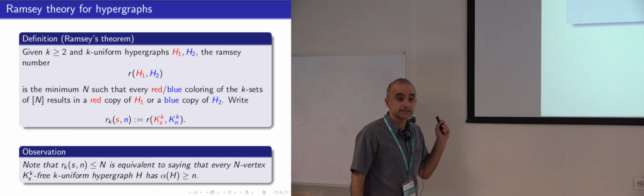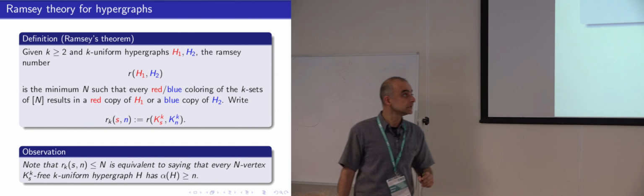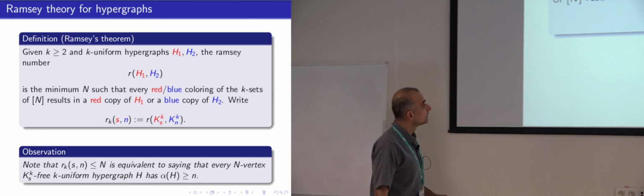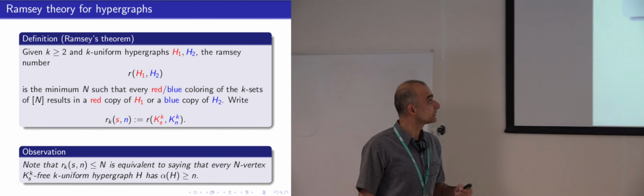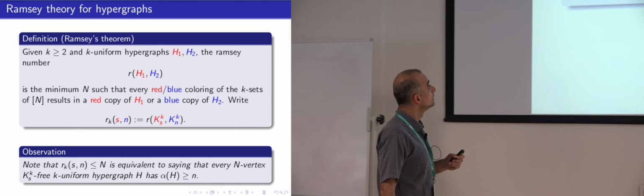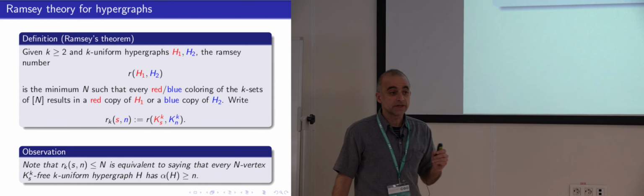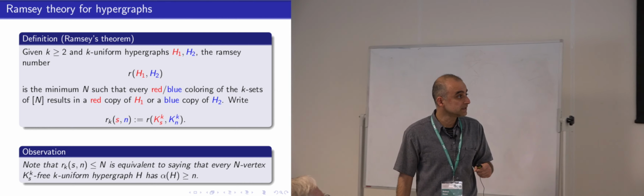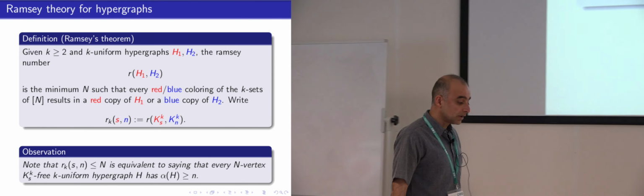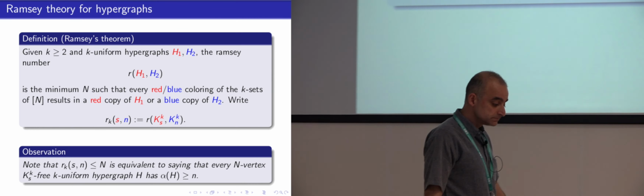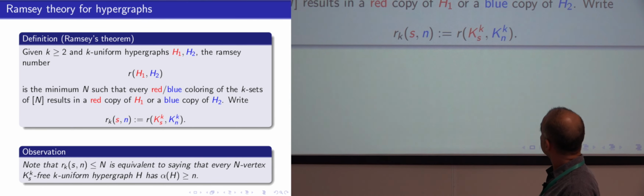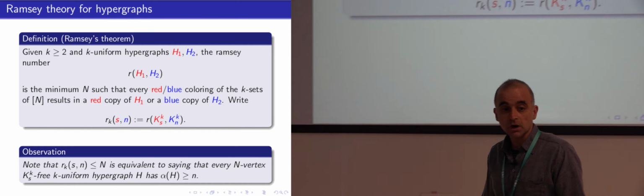theorem is that we are speaking about k-uniform hypergraphs. K is a fixed integer, at least 2. And if you're given two k-uniform hypergraphs H1 and H2, the Ramsey number R of H1 and H2 is the minimum number of vertices, capital N in this talk, so that no matter how you partition the k element sets of capital N points in red and blue, you either get a red copy of H1 or a blue copy of H2.